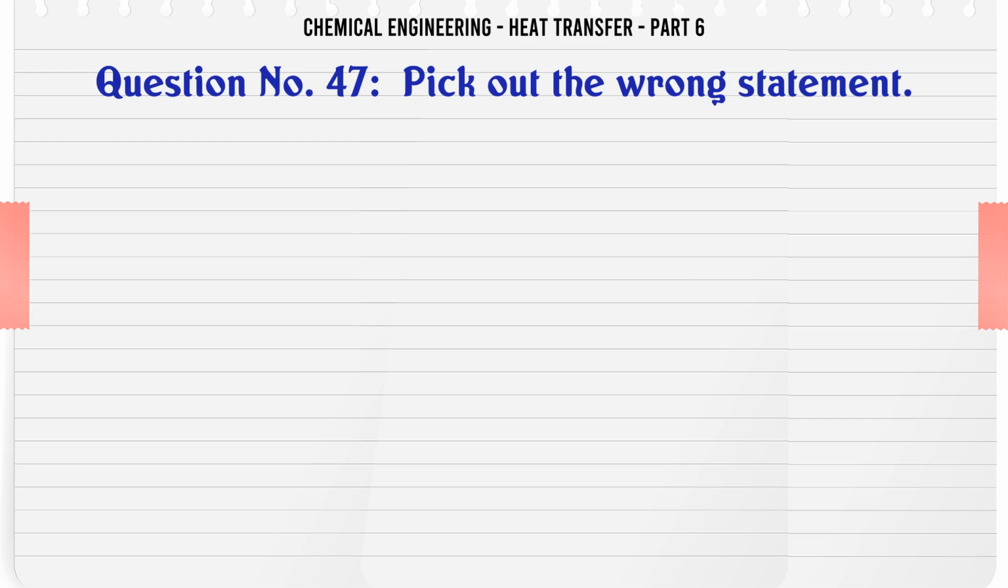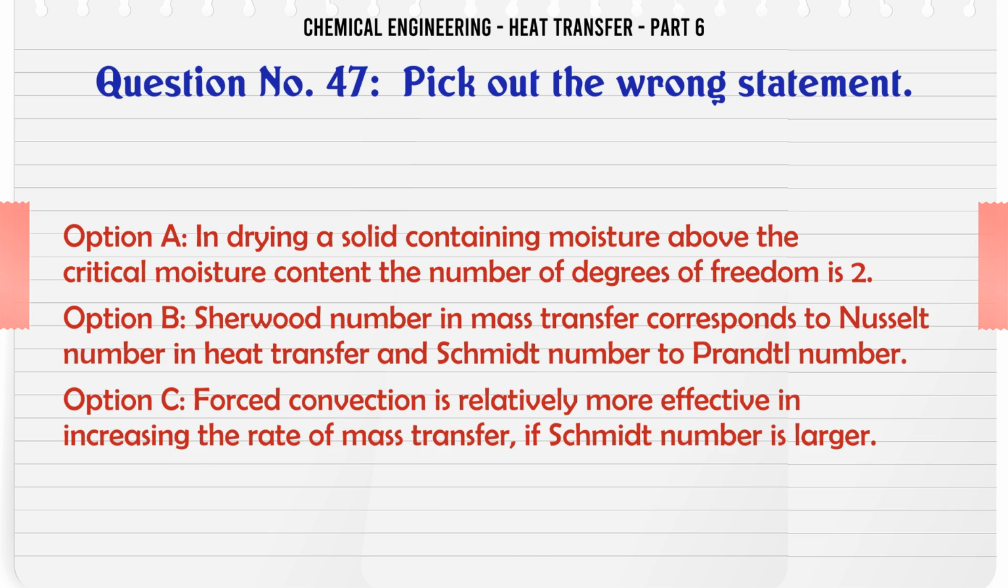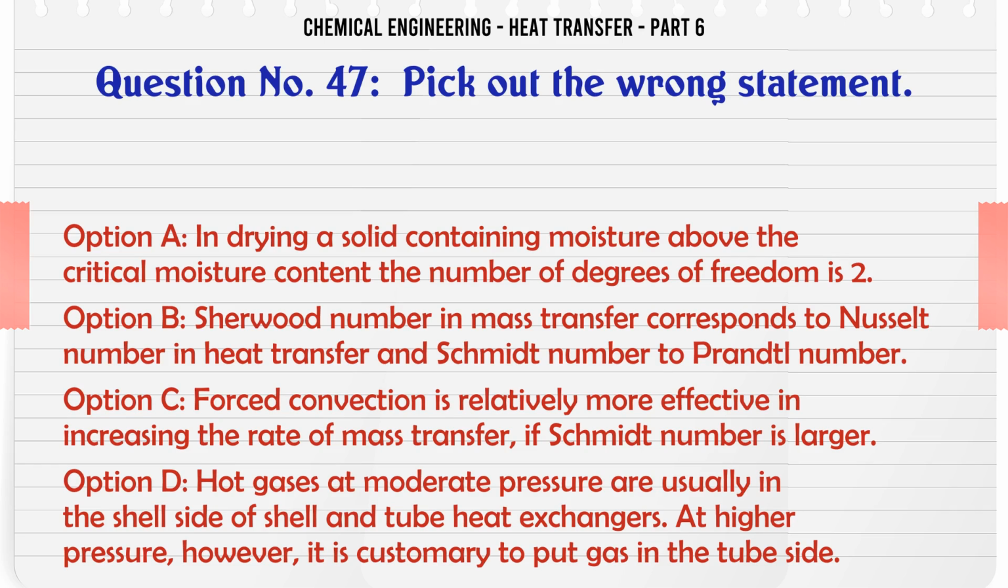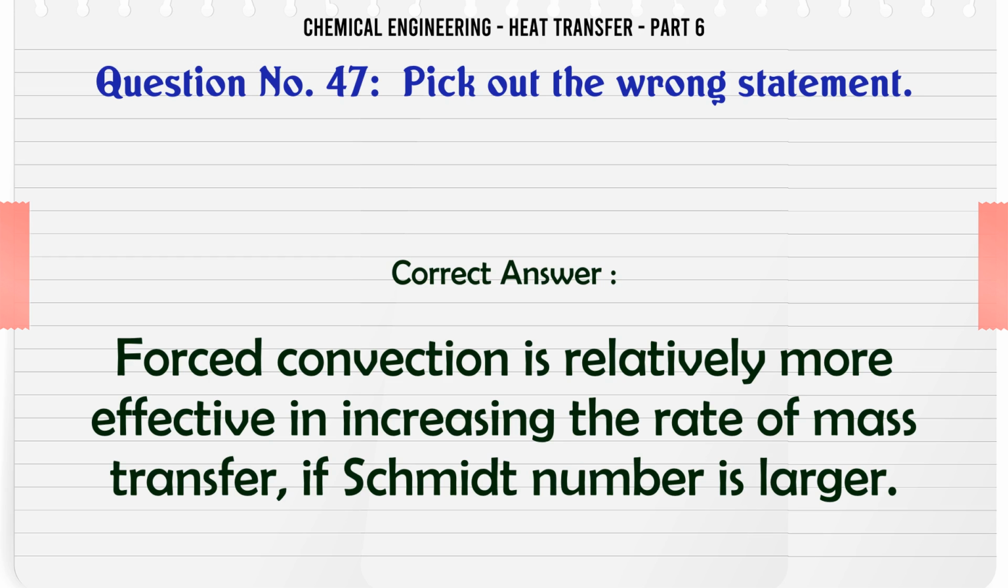Pick out the wrong statement. A. In drying a solid containing moisture above the critical moisture content, the number of degrees of freedom is 2. B. Sherwood number in mass transfer corresponds to Nusselt number in heat transfer, and Schmidt number to Prandtl number. C. Forced convection is relatively more effective in increasing the rate of mass transfer if Schmidt number is larger. D. Hot gases at moderate pressure are usually in the shell side of shell and tube heat exchangers. At higher pressure, however, it is customary to put gas in the tube side. The correct answer is forced convection is relatively more effective in increasing the rate of mass transfer if Schmidt number is larger.